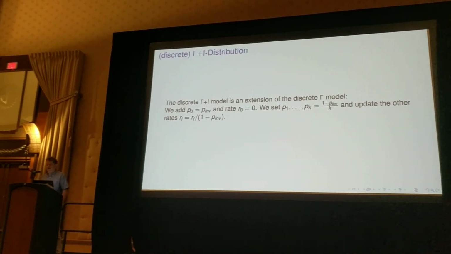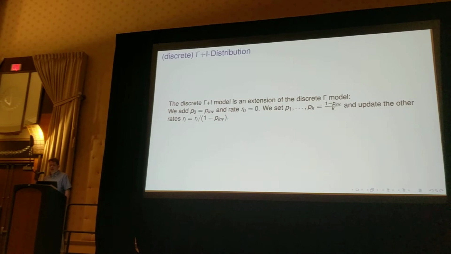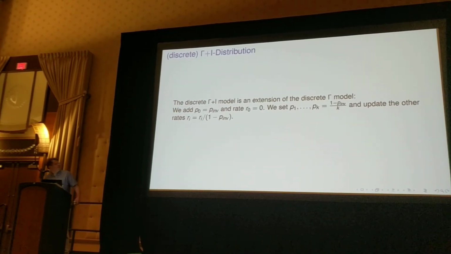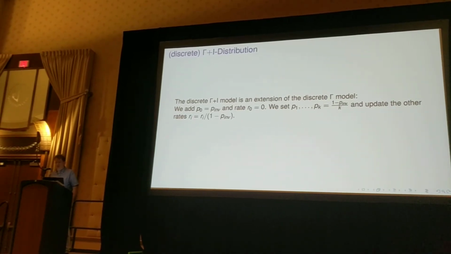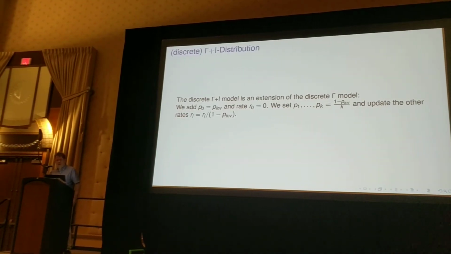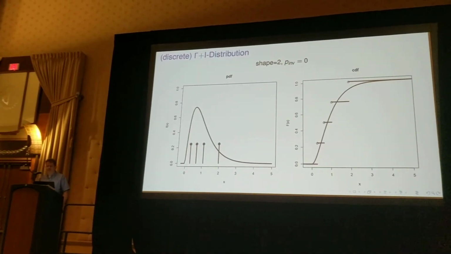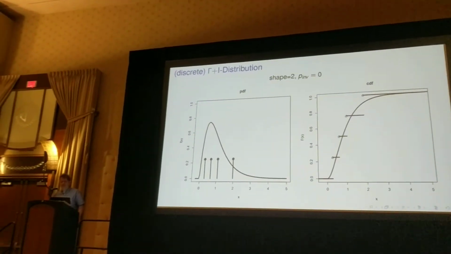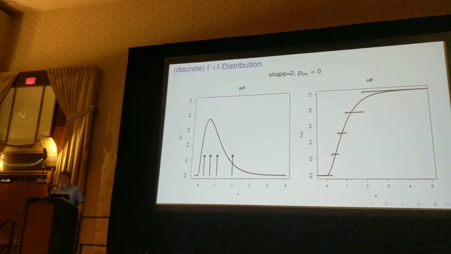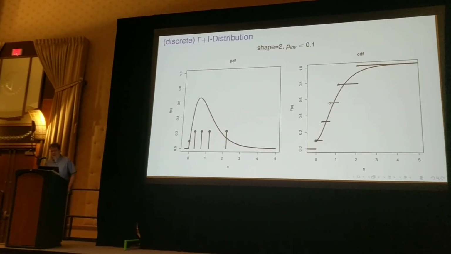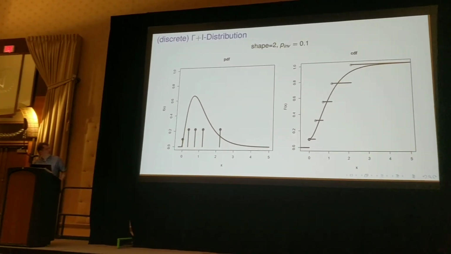And now if we have a discrete gamma plus I model, we need to reform. We have one parameter more, and we need to update our rate classes and weights a little bit. Here we have one of these nicer normal gamma distributions, and then we have a little bit of an invariant sites parameter.